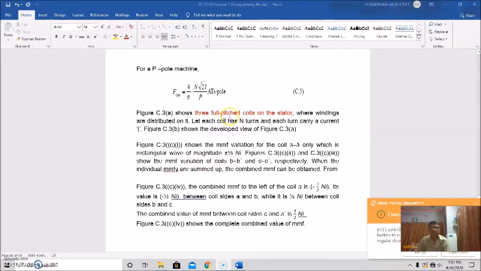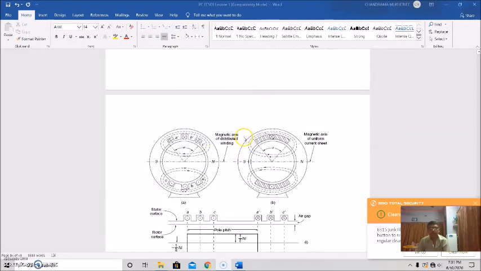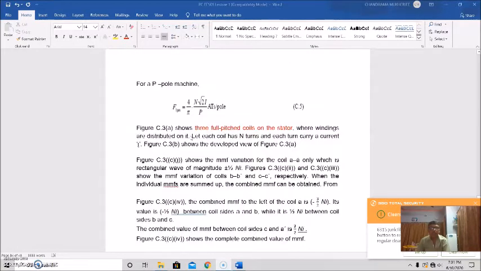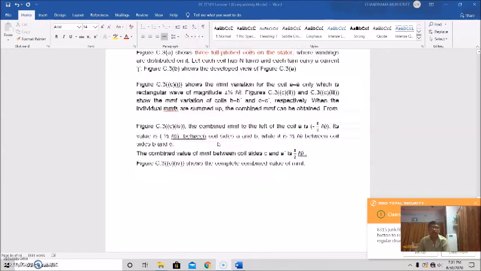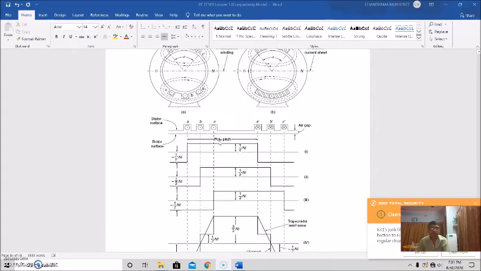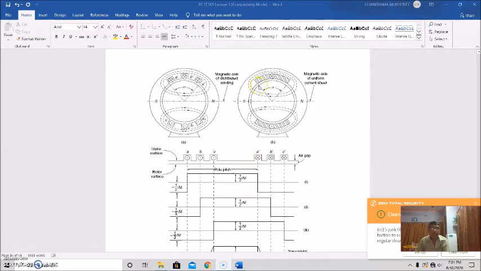Say C full pitched coils in the stator. There are C full pitched coils in the stator, and the windings are distributed on the stator. Let each coil have n turns, and each turn carry a current I. The developed view of this figure will be shown here. This is the current sheet model. This is the magnetic axis of the distribution. Here is a uniform current sheet, like this.